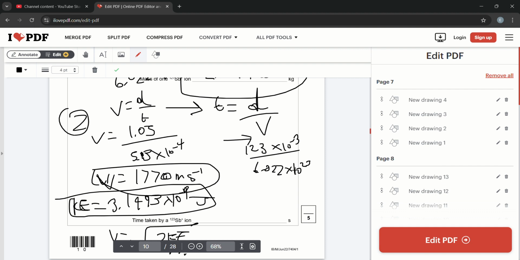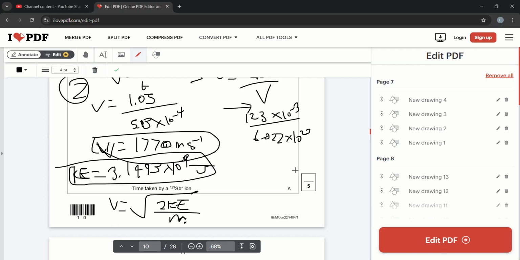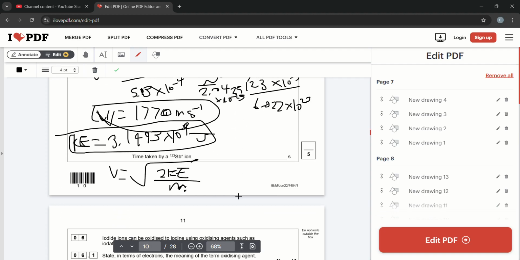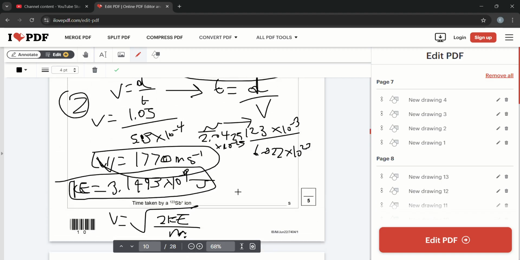Let's work that out. 2.0425 times 10 to the power minus 25. So it's going to be the square root of 2 times the kinetic energy, 3.1493 times 10 to the power minus 19 joules, divided by 2.0425 times 10 to the power minus 25. That'll give me a velocity of 1756.